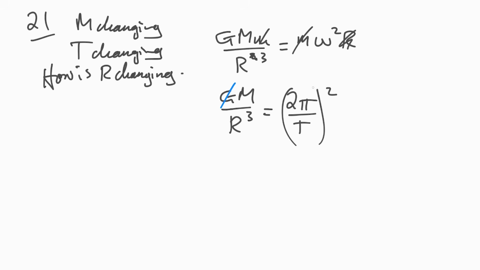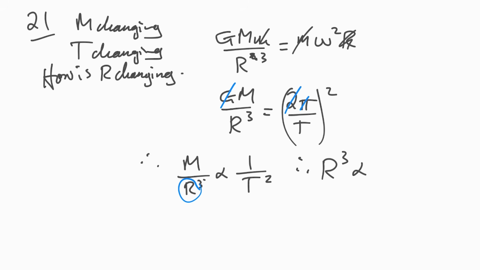So g is constant, and pi and 2 are constants, so therefore we can say that m over r cubed is proportional to 1 over t squared. And so if we're looking for how r is changing, then we're going to say that r cubed is proportional to, just going to move that up there, so it's just proportional to mt squared. There we go. And so therefore r is proportional to the cube root of mt squared.